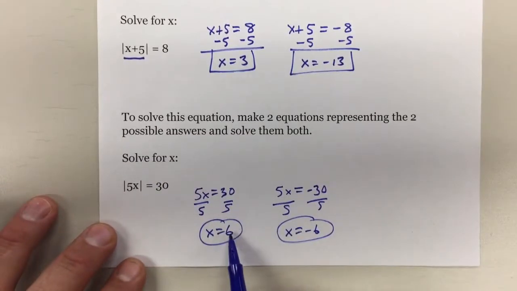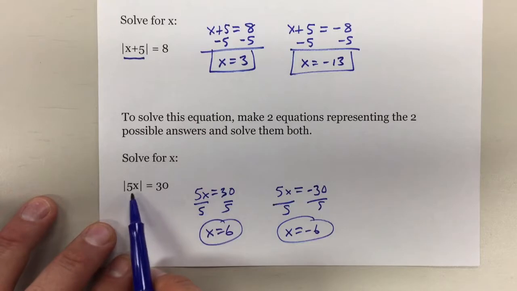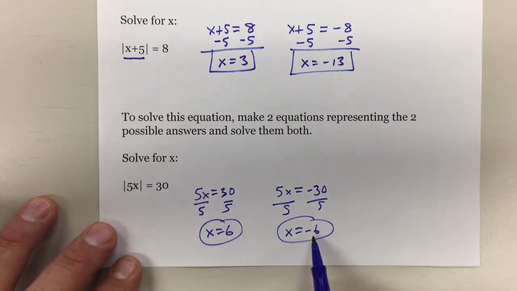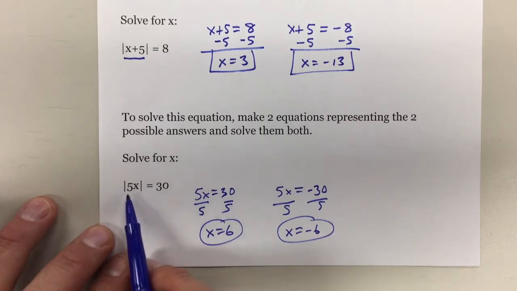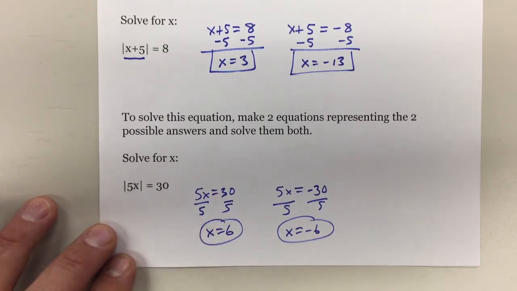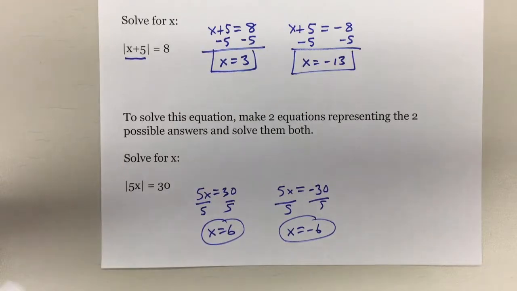And if you think about it, if I plug 6 in for x, 5 times 6 is 30. The absolute value of 30 is 30. If I put negative 6 in for x, 5 times negative 6 would be negative 30, but the absolute value makes it positive 30.